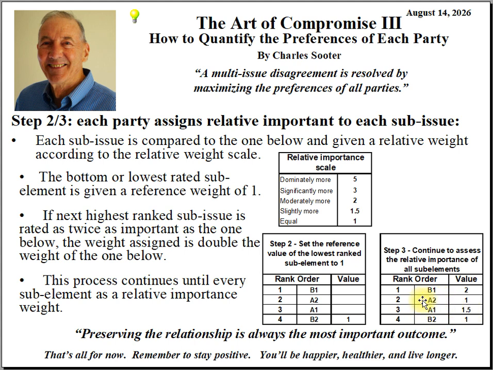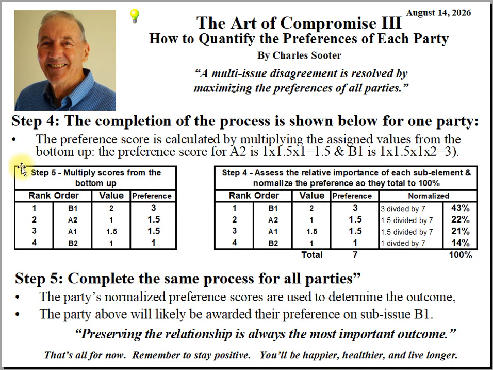However, between A2 and A1, this party says they're roughly equal. So when they're equal, a rating of 1. However, B1 is twice as important as A2. So now we have the relative values pairwise: 1.5, 1, and 2. Let's go on to the next step.